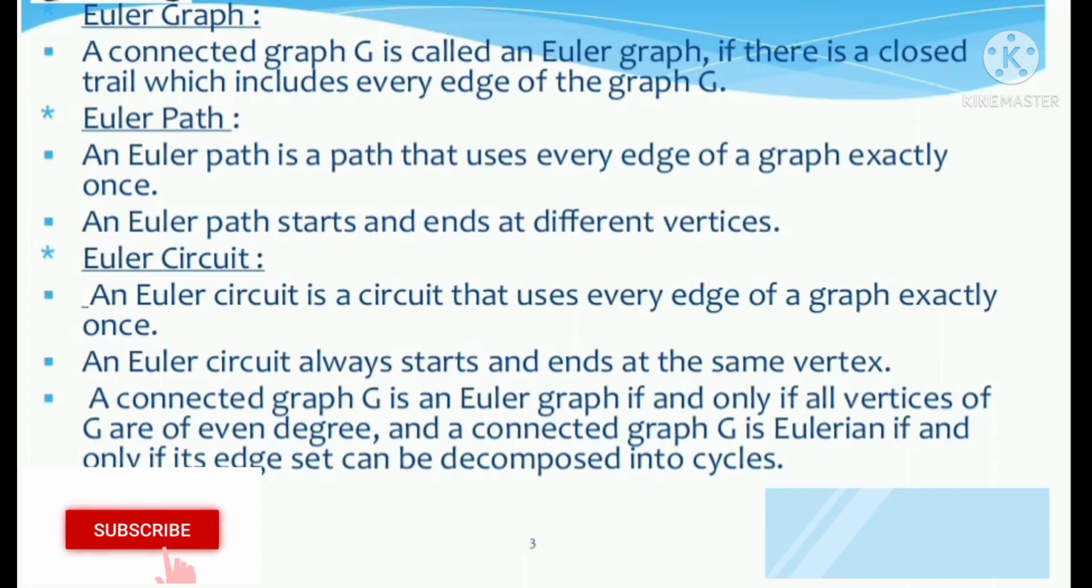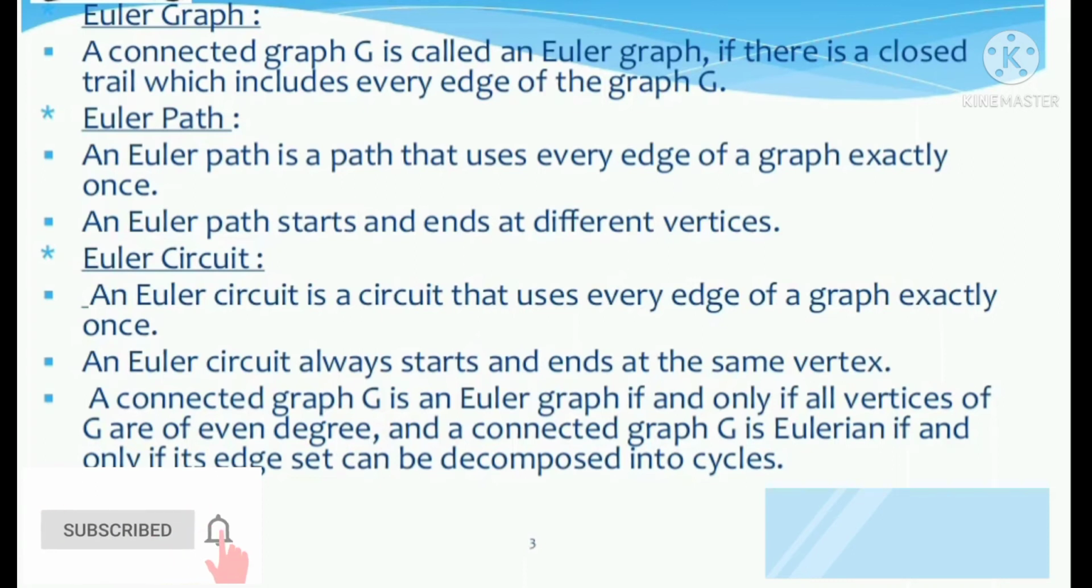Next, Euler path. First of all, it is a path, so the start and end are different. The path uses every edge of a graph exactly once. The edge should come exactly once, only one time. Next, Euler circuit. First of all, an Euler circuit is a circuit, a circuit means a cycle, so the start and end are the same vertex.